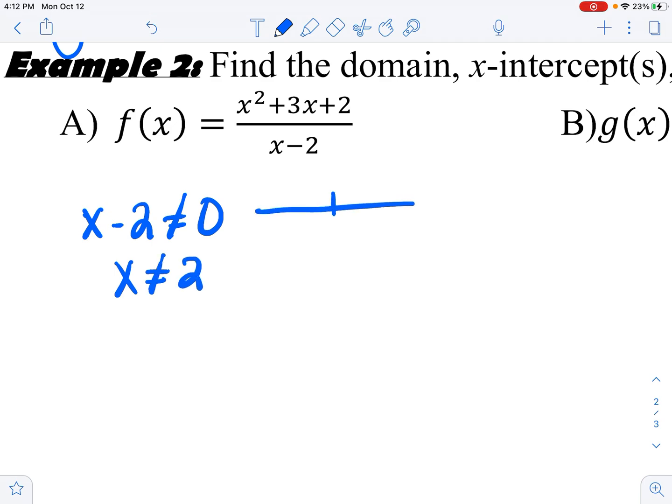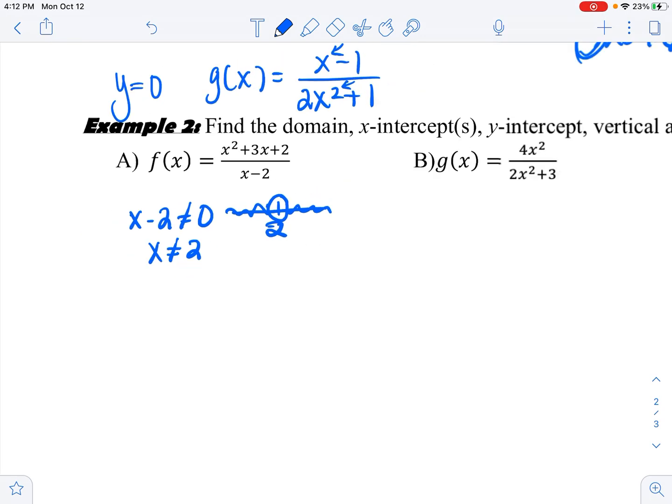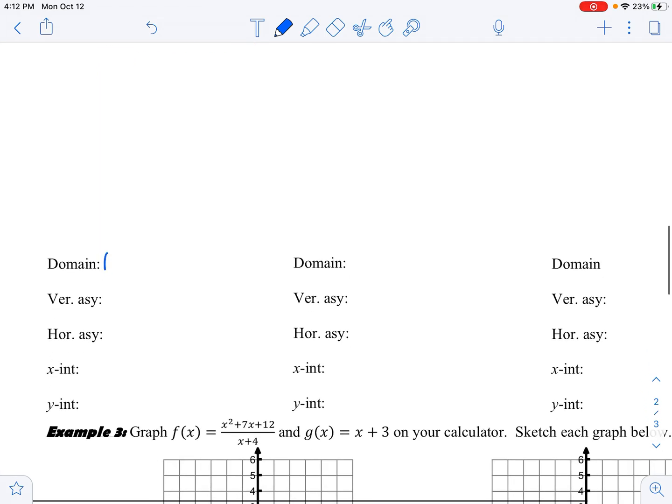Think about how that looks on a number line. This is a positive 2, sorry. It can't be 2, but it can be anything less, and it can be anything more. So my domain is negative infinity to 2, union 2 to infinity.